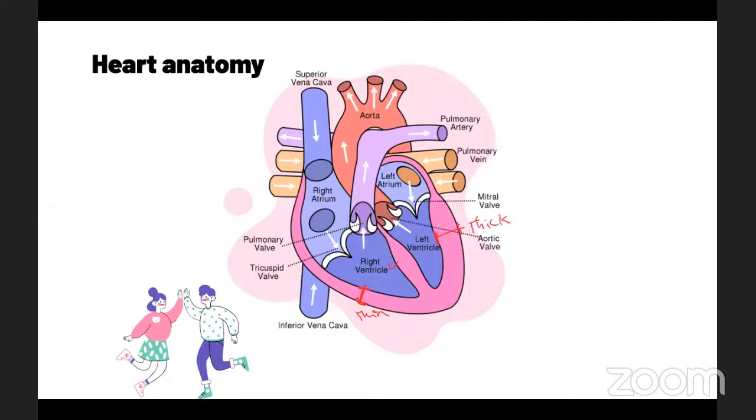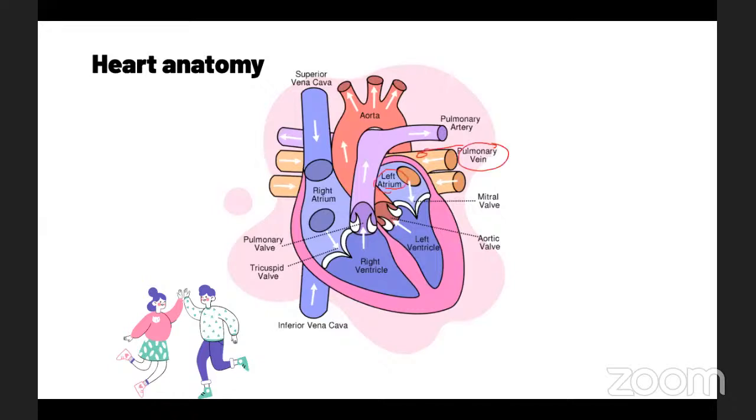Because the right side will push the blood to the pulmonary part, which is the lungs. Lungs stands for pulmonary. So if it's going to push it to the pulmonary, we're going to use the pulmonary artery. And again, A stands for artery, away from the heart. It's taking the blood away from the heart. And then if it goes to the lungs, what will happen next? The pulmonary vein will bring it back into the heart through the atrium.